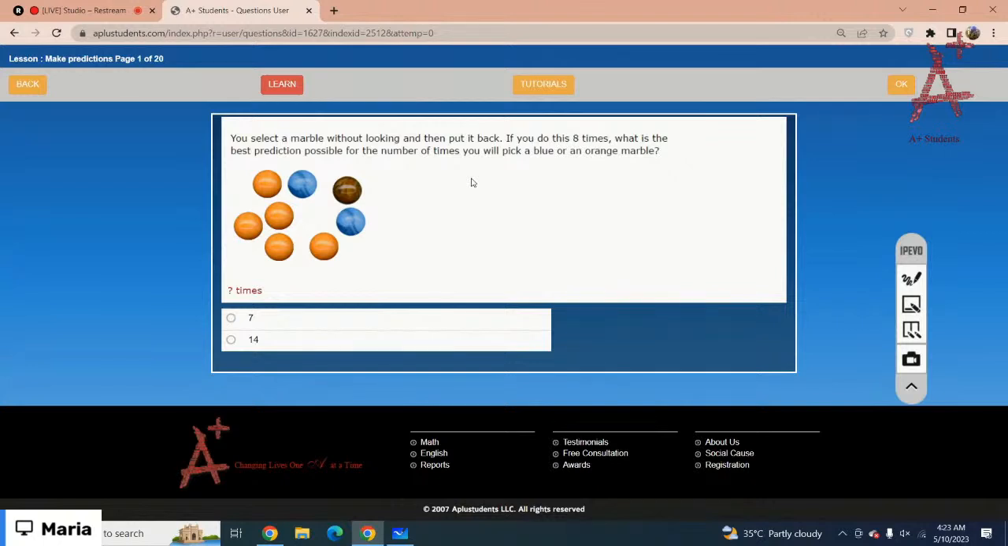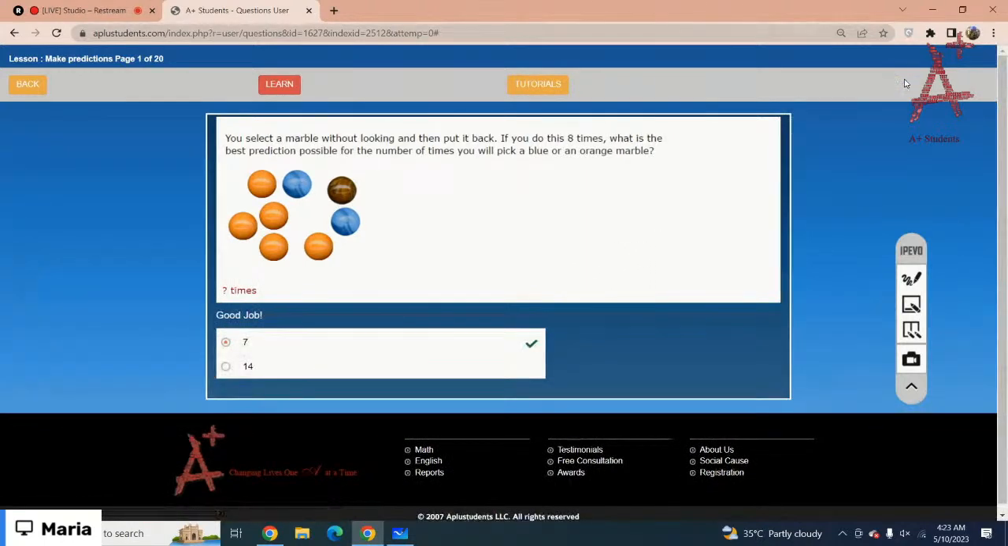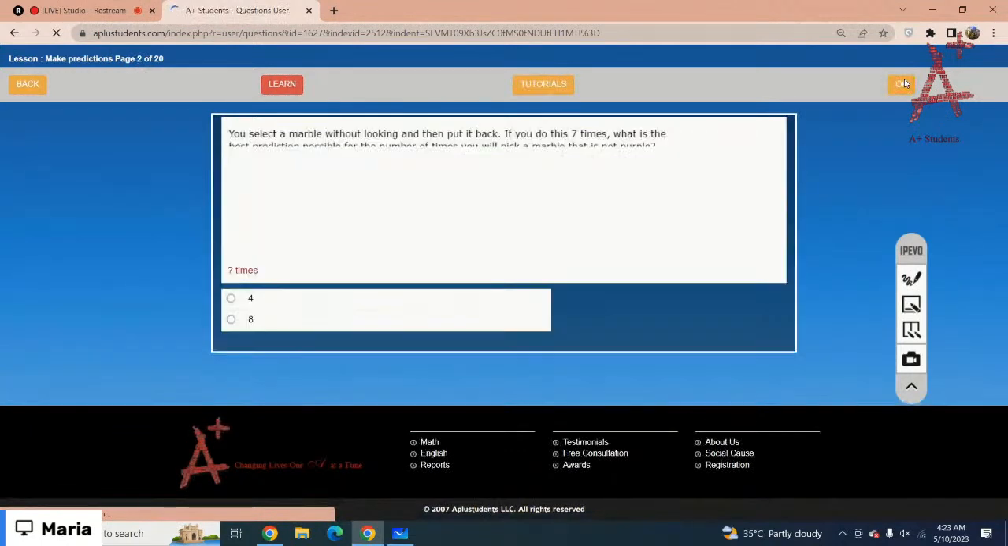Just think of the question and answer logically. Like, you selected the marble 8 times, and out of the 8 times you need to select the blue or the orange. Got it? So 7 of them are blue or orange. You didn't select the eighth one, so that means you selected blue or orange 7 times. Got it? So the correct option is 7.